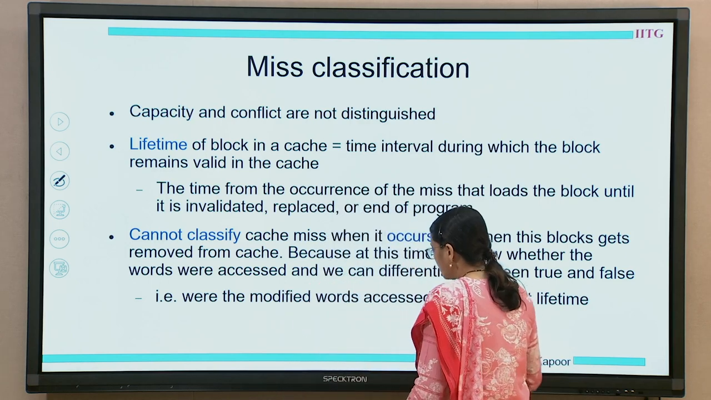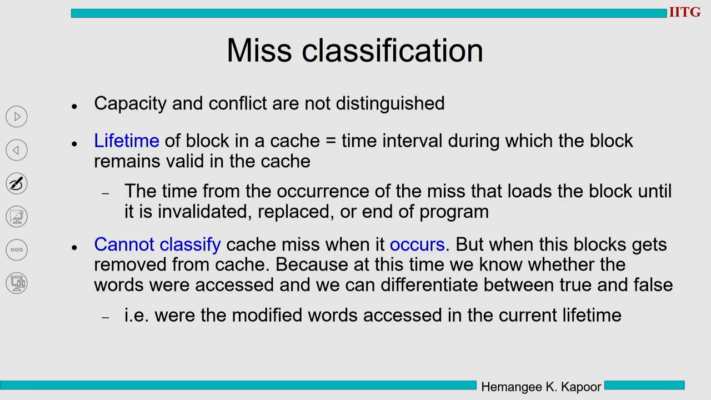Okay, so here, in this slide, we just decided that capacity and conflict will not be distinguished. Then we discussed the definition of the lifetime of a cache block, that is the time interval during which the block is valid in the cache, and the validity starts from when it misses up to being invalidated, being replaced, or the program finishing.